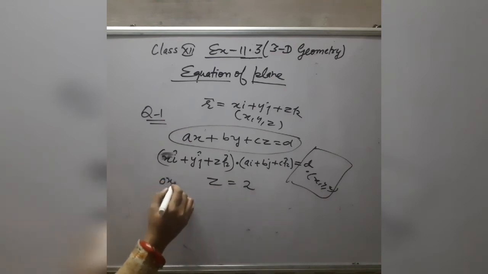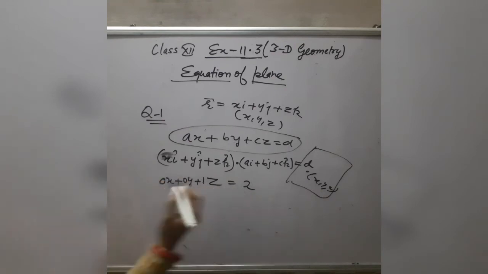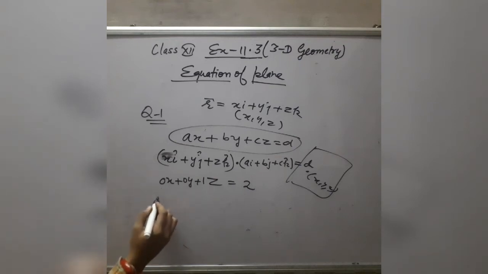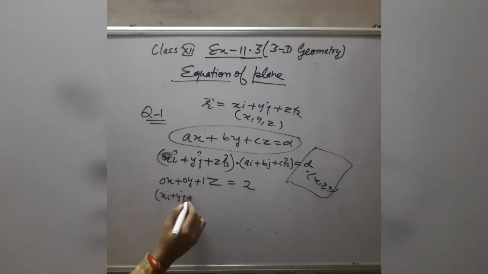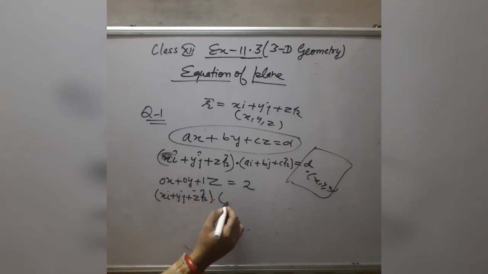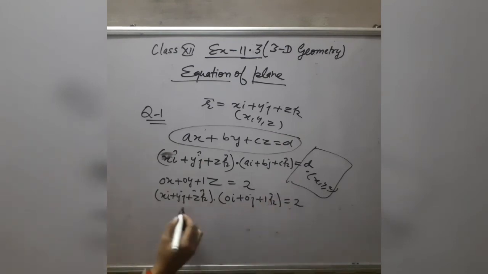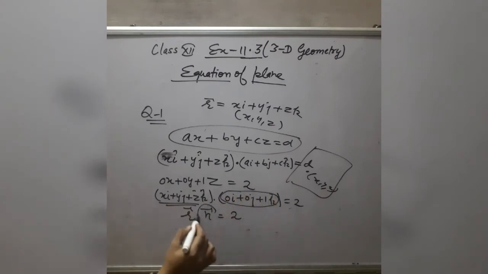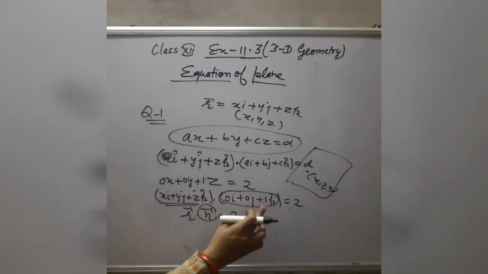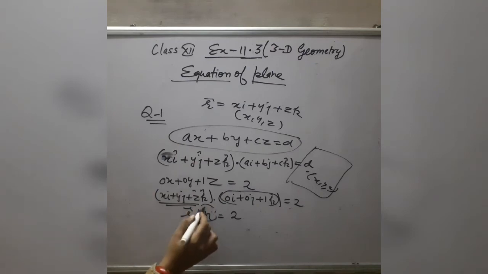This can be written as 0x + 0y + 1z equals 2. You can write this as (xi + yj + zk) dot (0i + 0j + 1k) equals 2. Here this is vector r, this is vector n, and this is equal to 2. Now we will check the magnitude of this vector. If the magnitude of this vector is 1, in that case this normal vector will be a unit vector. So now 0i + 0j + 1k, the magnitude of this vector is 1.